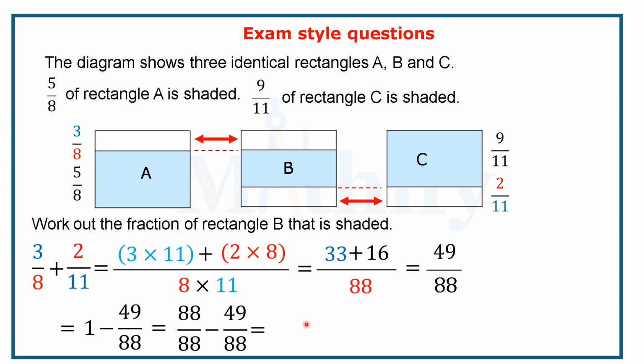Therefore, 39 out of 88 represents the shaded region in rectangle B.